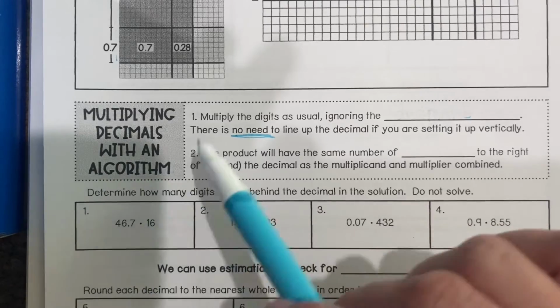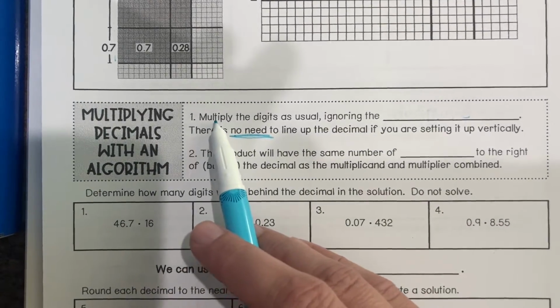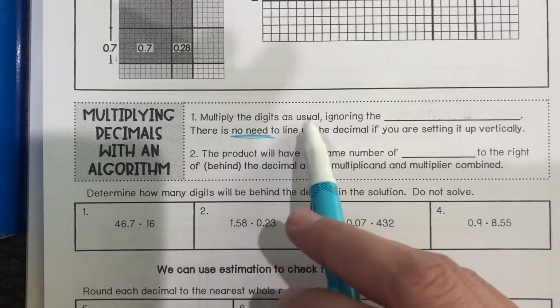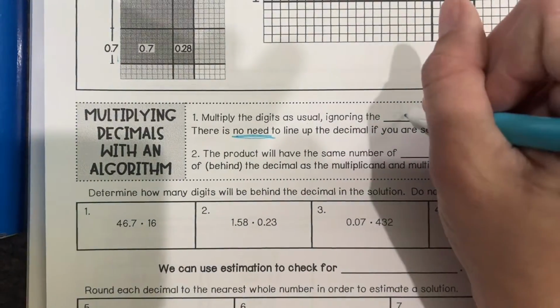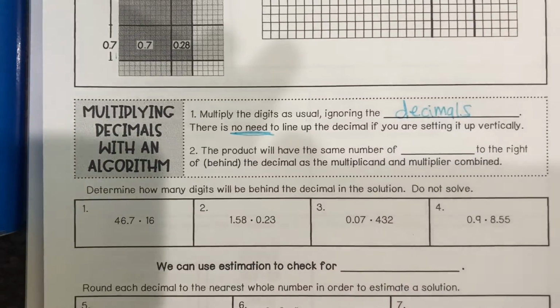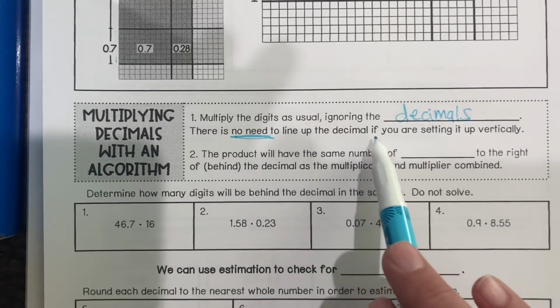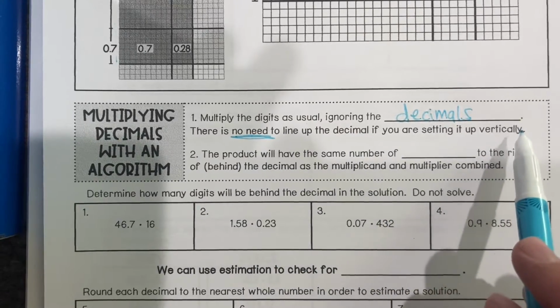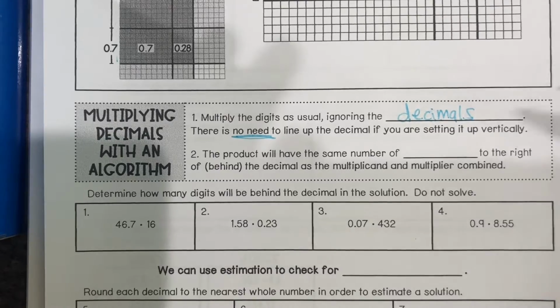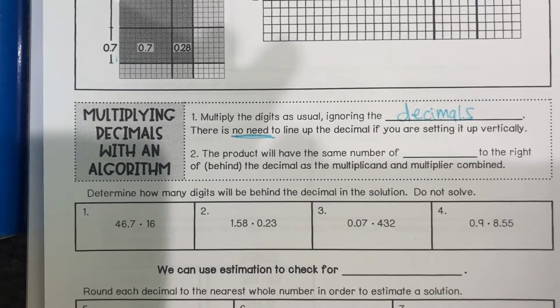An algorithm is just a rule. So when we multiply decimals, we multiply the digits as usual, and we actually ignore the decimals. Okay, we're going to ignore the decimals. There is no need to line up the decimal if you're setting it up vertically. I'll show what that means, but we're going to use the digits just as we would.